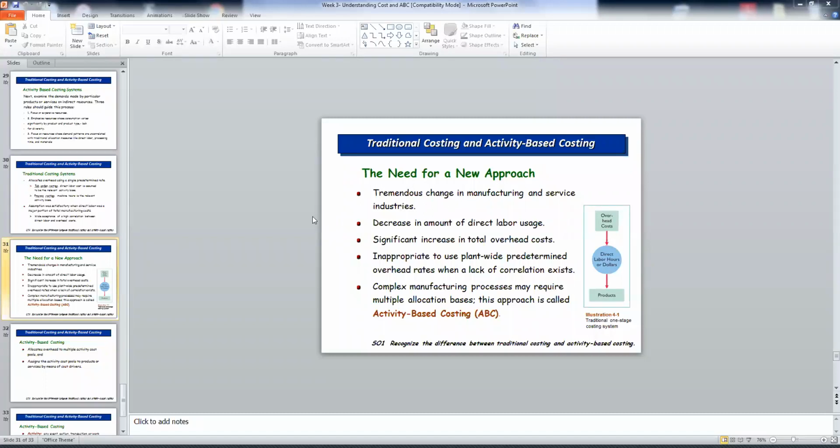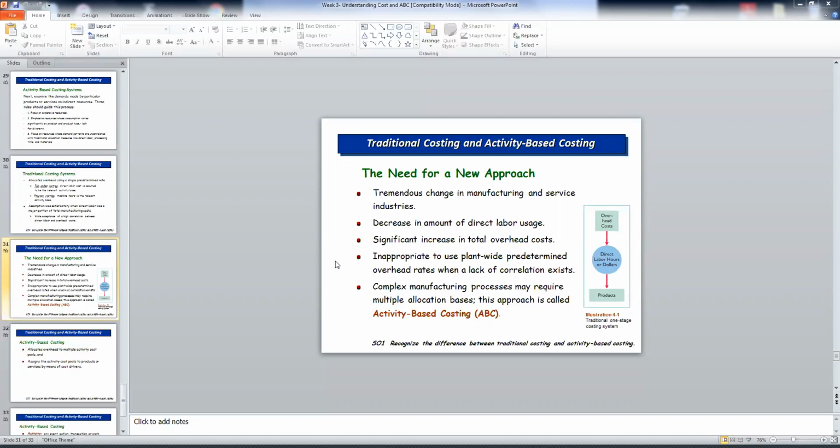So what drove this new approach? Essentially, with technology and automation, we're seeing a decrease in the amount of direct labor usage and a significant increase in overhead cost. So it's now inappropriate to use a single plant-wide predetermined overhead rate because there's no correlation, right? So we're looking for that cause and effect. So activity-based costing helps us to solve that problem. It's not a perfect solution, but it's a vastly superior solution.